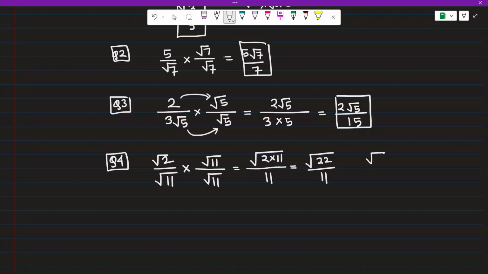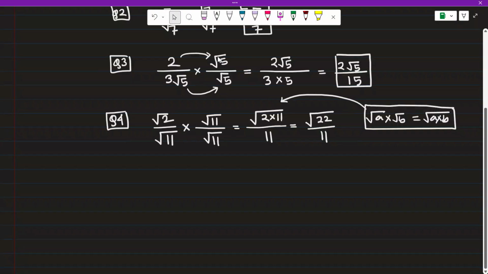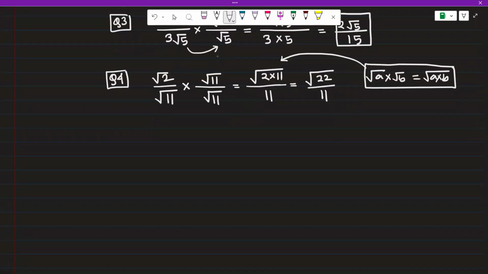We know this rule, root a times root b equals root a times b. So this is the property I'm using here. Let us take our next problem, question number 5.